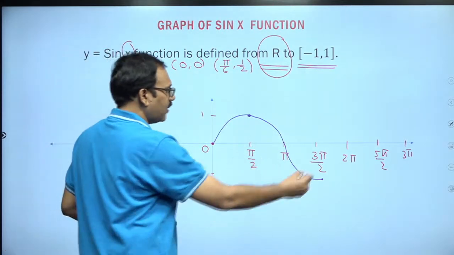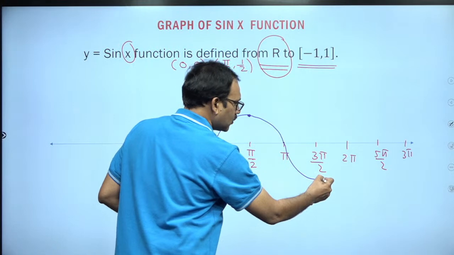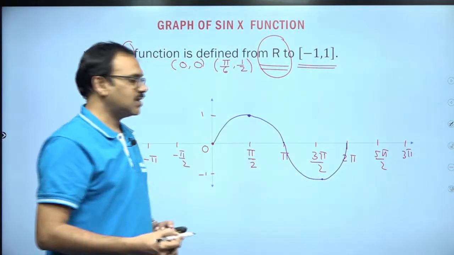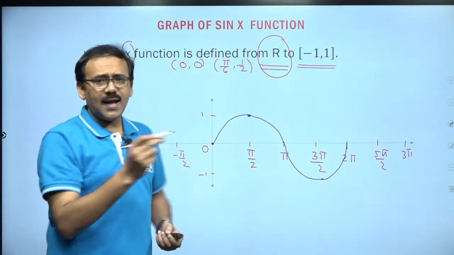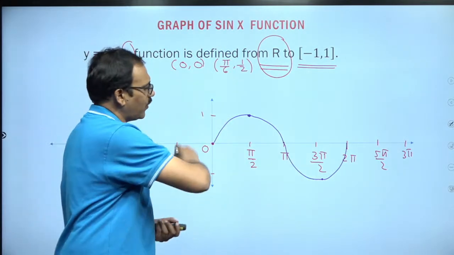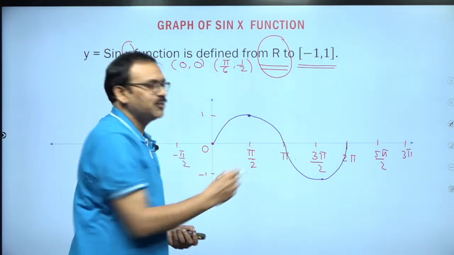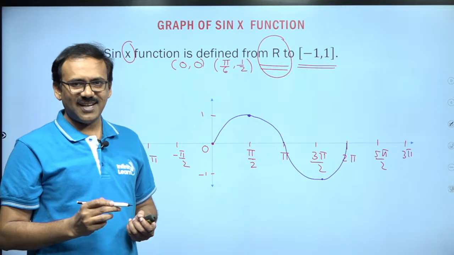Now, 3 pi by 2 to 2 pi, we are in the fourth quadrant, still sine is negative, its value goes from minus 1 to 0 at 2 pi. The 2 pi angle is almost the 0 angle. So, we have completed one cycle. You see the graph of sine, it is a beautiful wave kind of, right.